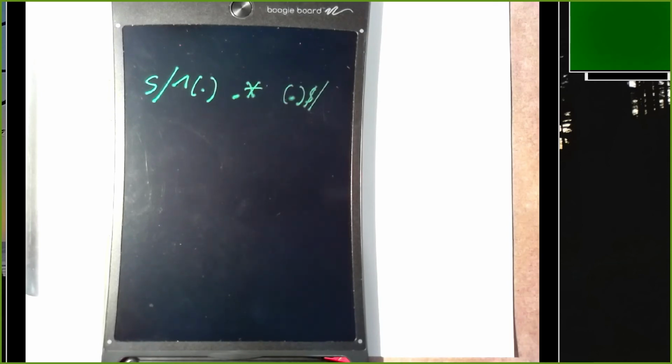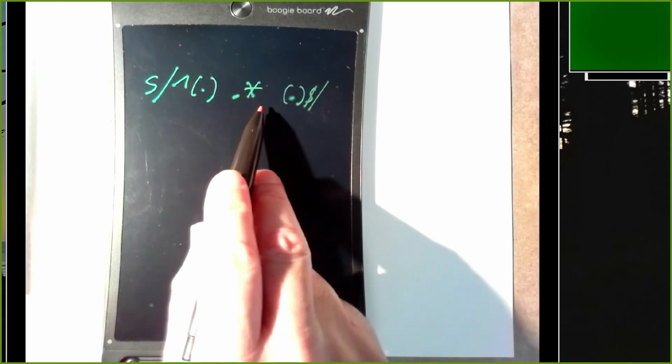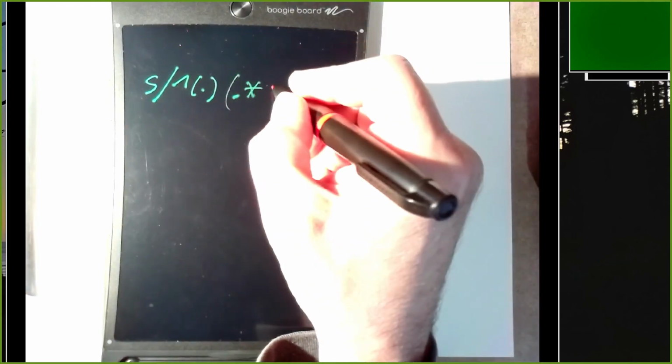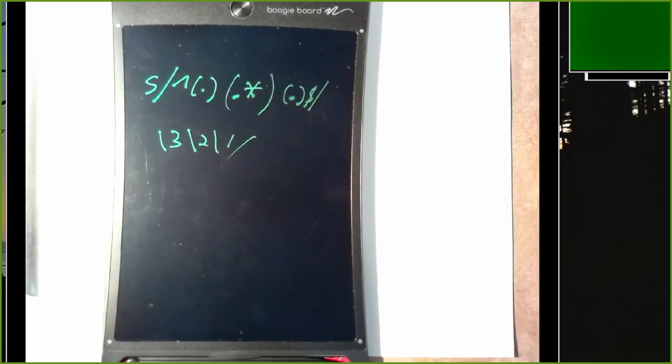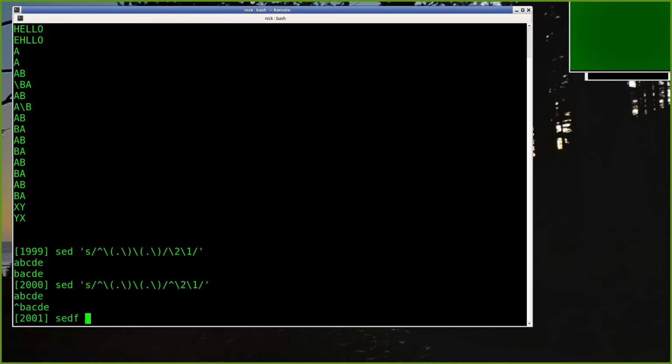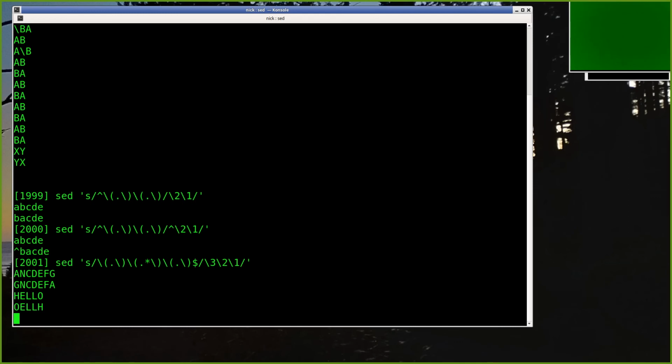But when we replace this, what we're going to replace it with is the last character, followed by all the stuff in the middle, followed by the first character. So this middle stuff has also got to go into a register. And then we replace it with the last character, the middle characters, and the first character. All right, making sense?